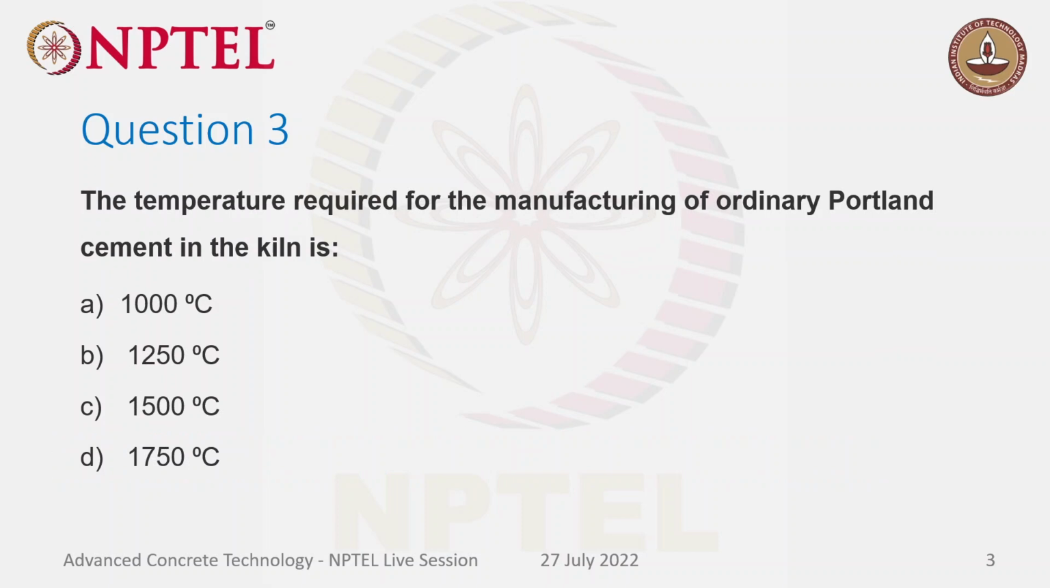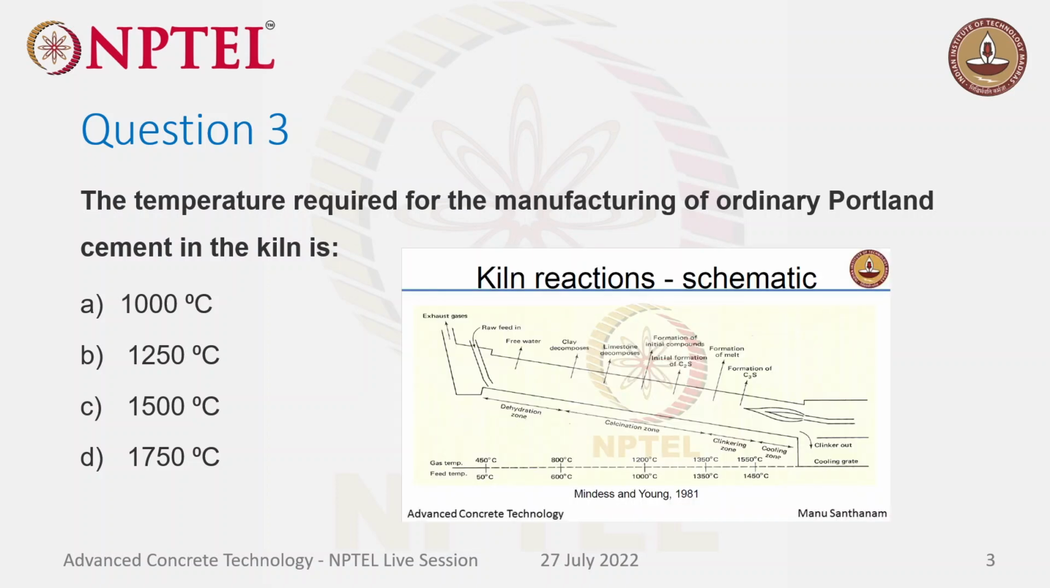Moving to question 3. The temperature required for the manufacturing of ordinary Portland cement in the kiln. So now you have to tell the answer: what is the temperature required for manufacturing OPC? I hope you guys know the answer. Anyway, I'll show the figure so you have an idea. Here is the schematic showing the temperatures of the different zones in cement manufacturing, so at what temperature what kind of process happens. From 50 to 600 degrees Celsius, mostly in the range of 100 degrees Celsius, free water will evaporate, followed by clay decomposition, limestone decomposition, and formation of the phases.